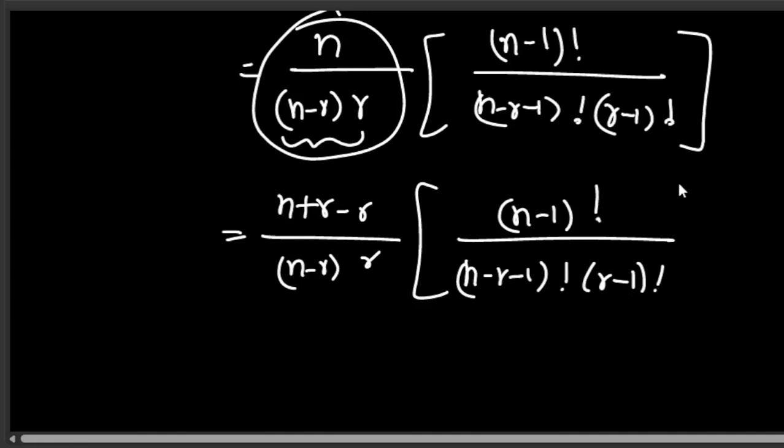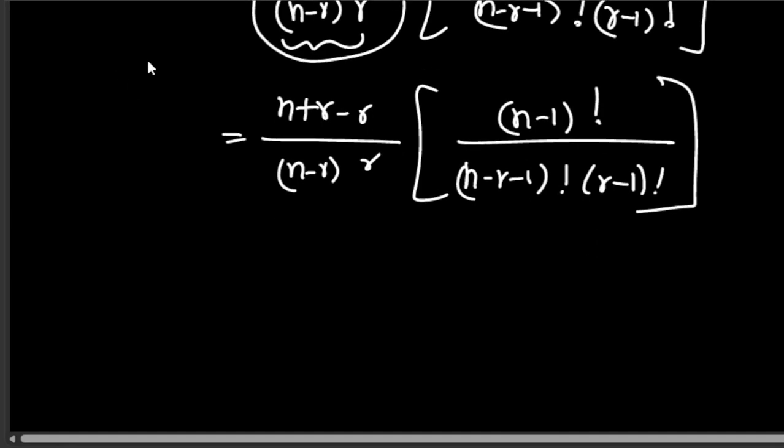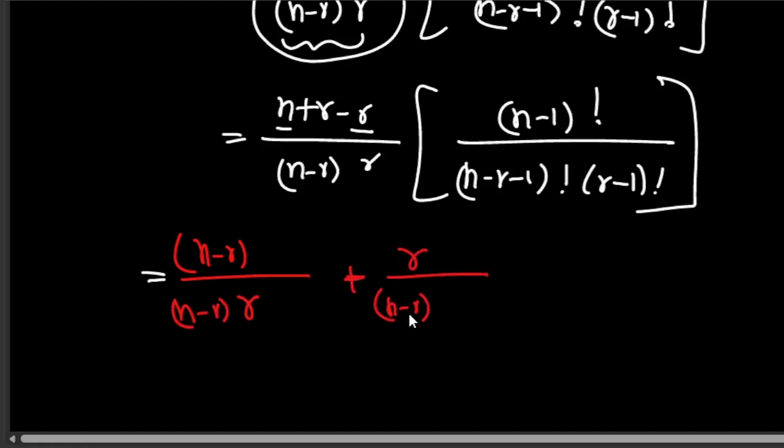ఇప్పుడు I'm dividing this, I'm separating this. నేను n minus rని సపరేట్గా రాస్తాను. So n minus r by n minus r into r plus r by n minus r into r. I just separated them and this term is same.